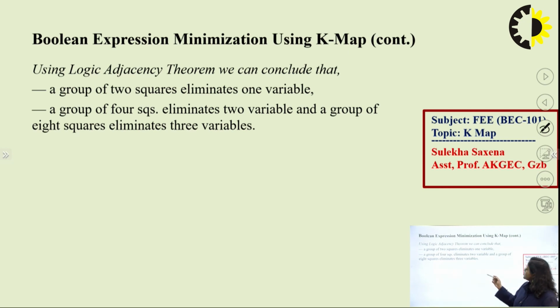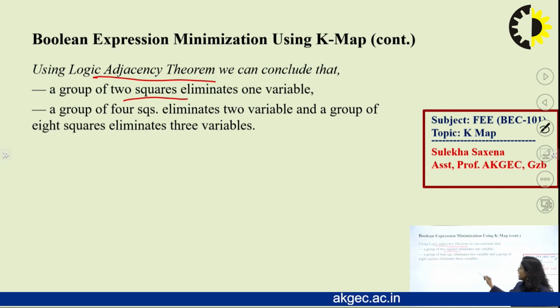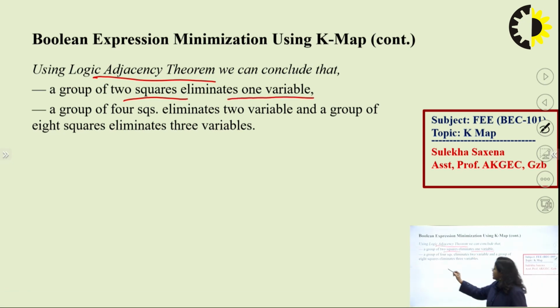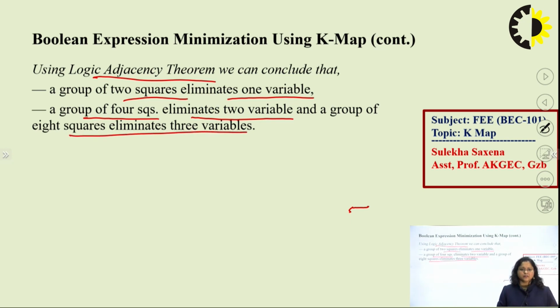Now, we use the logic adjacency theorem to group these squares and minimize the expression. If there is a group of 2 squares, we eliminate one variable from the equation. Similarly, if there is a group of 4 squares, we eliminate 2 variables, and if there is a group of 8 squares, we eliminate 3 variables.